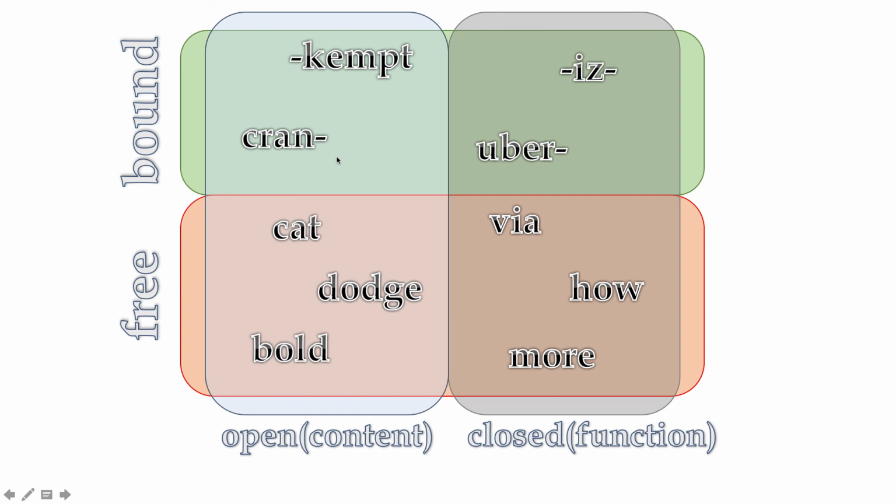Or cran in the word cranberry. I can't use that on its own. I can never pronounce cran by itself, but I can have cranberry, and I can have cran apple or cran grape or cran orange. So it's contributing some kind of content meaning to this. It's not a grammatical meaning, it's a real meaning, but it doesn't appear on its own. I can't say, what are you drinking? Oh, I'm drinking cran.